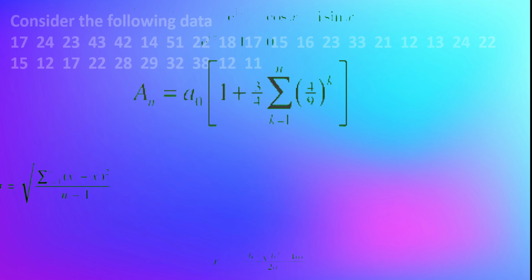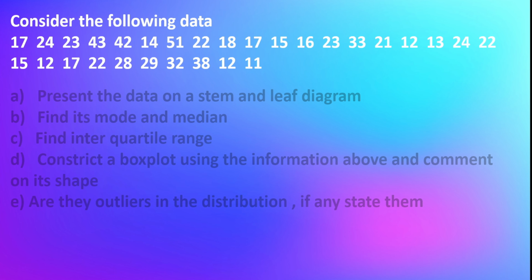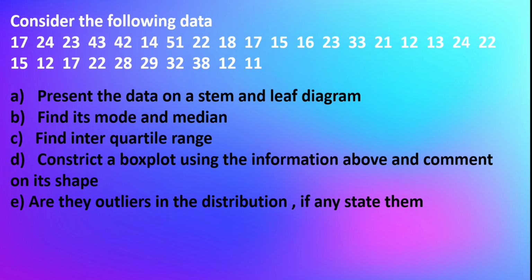So the question says, consider the following data, and we are provided with a series of numbers which is 17, 24 all the way up to 11. The first question says, present the data on a stem and leaf diagram. Question B says, find its mode and median. Question C says, find its interquartile range.